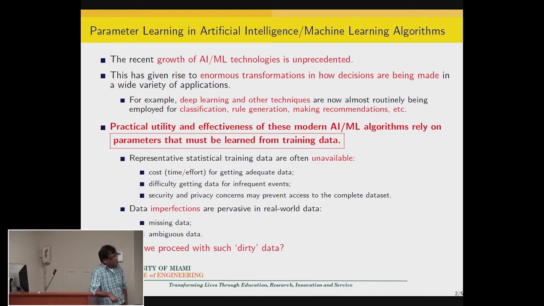Another thing is data imperfections are pervasive in real-world data. Although you may not realize this, the data sets that are available to you are already cleaned. Or sometimes you are only given the clean data, right? In true data sets you have missing data and ambiguous data and things like that. So the question is, how do we proceed with such dirty data and actually extract information?